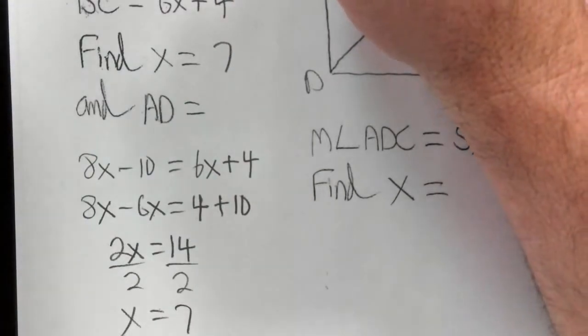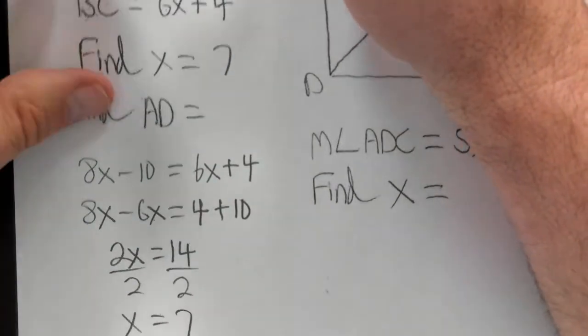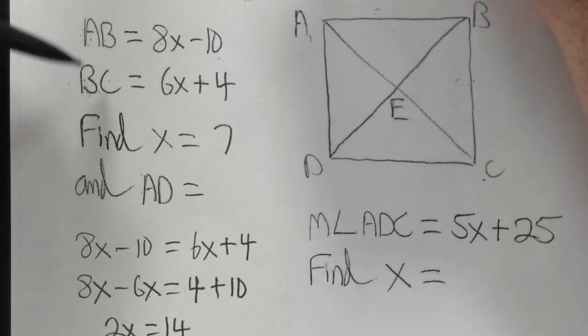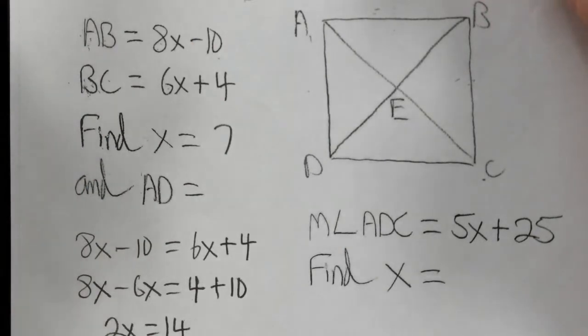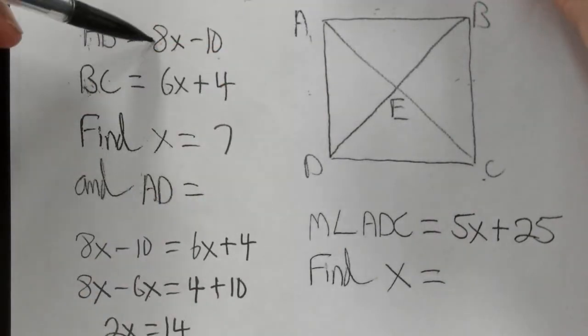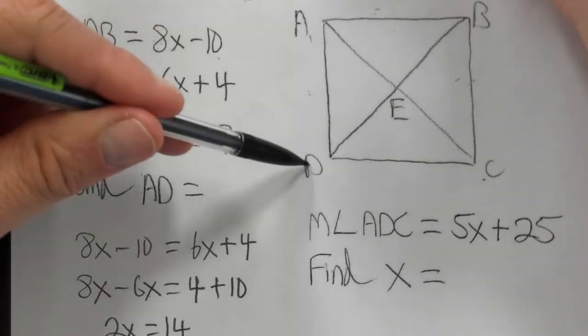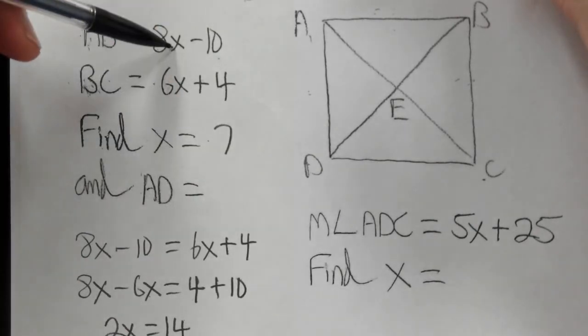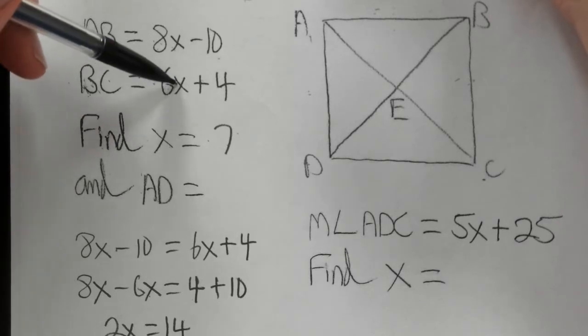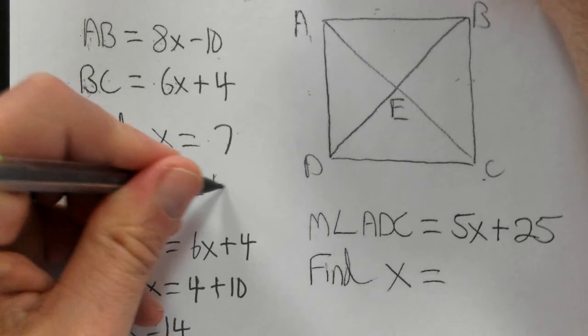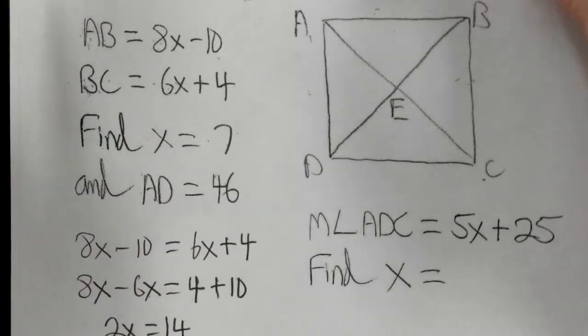So x equals 7. But that's not all they asked me to find. They asked me to find AD. Now, I don't have any expression for AD, right? Because AD is this other side, the left-hand side. But remember, all 4 sides are the same length, so I can plug into any of these sides, and that would be equal to AD. So I can take my 7 and plug it here, or plug it here. I can do it either way and come up with the right answer. Let's plug it here. 7 times 6 is 42, and then 42 plus 4 is 46. So there you go.